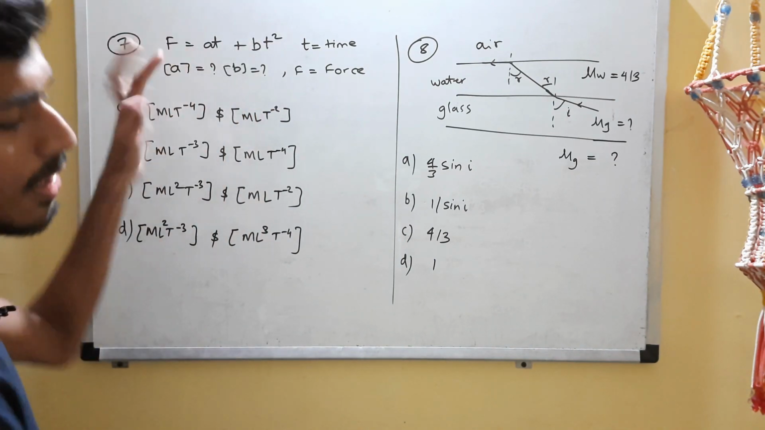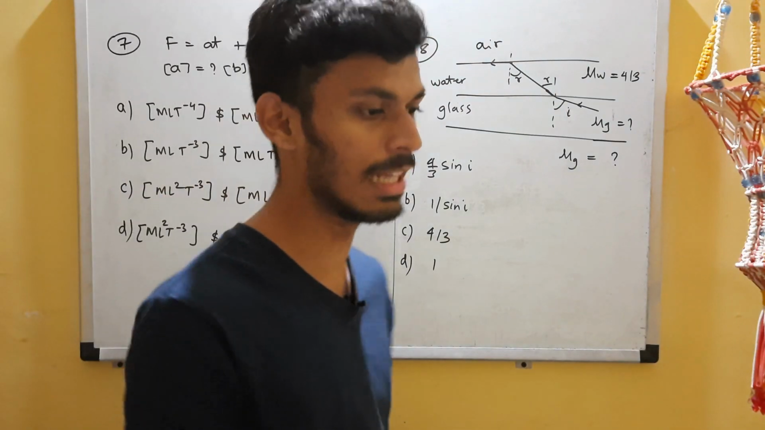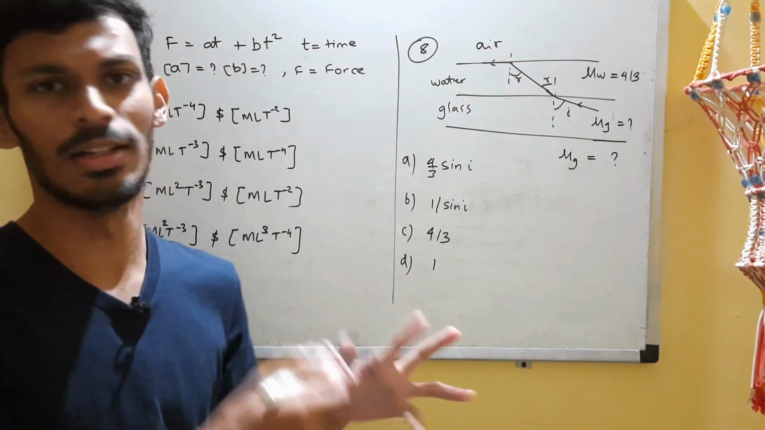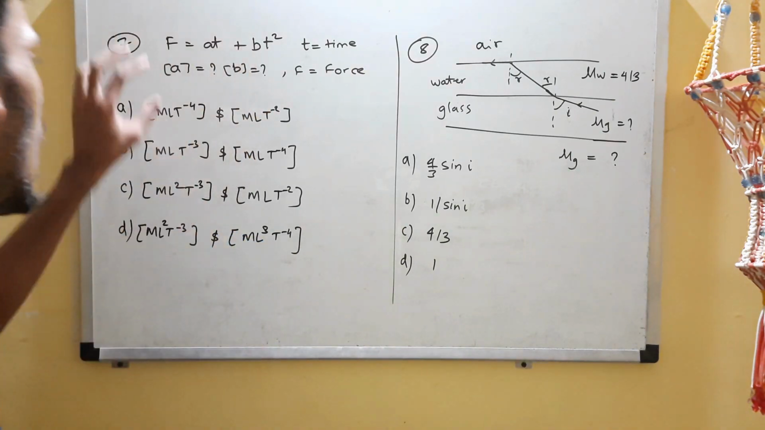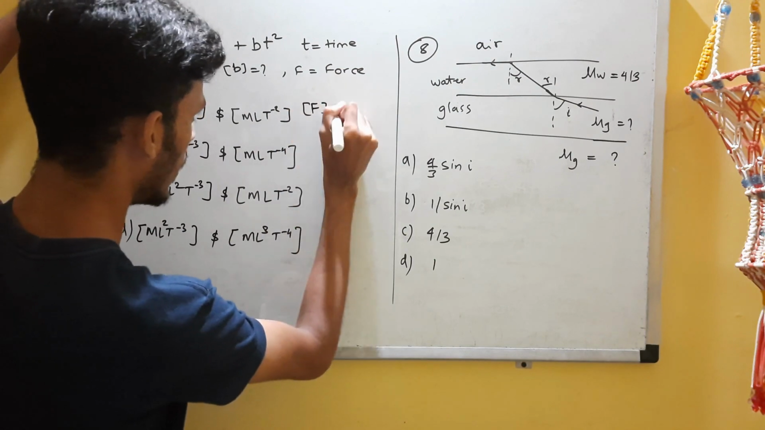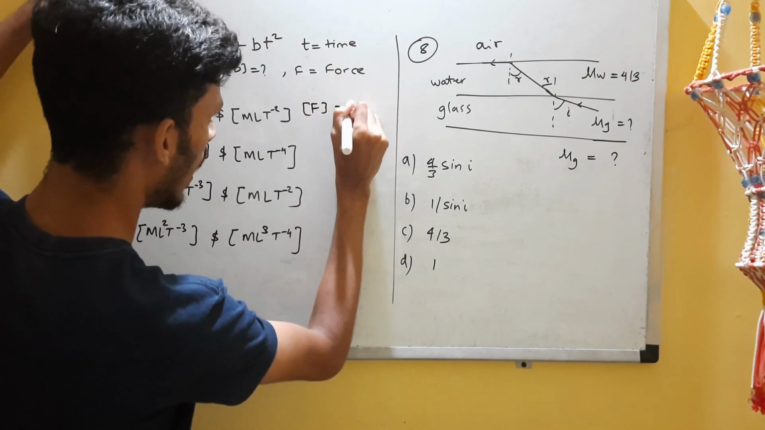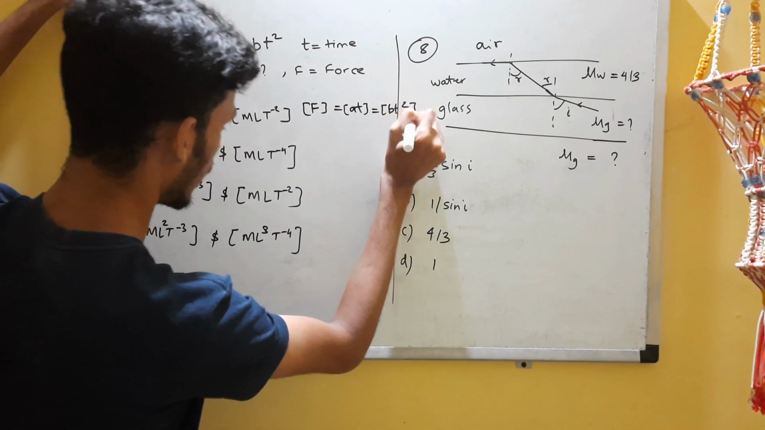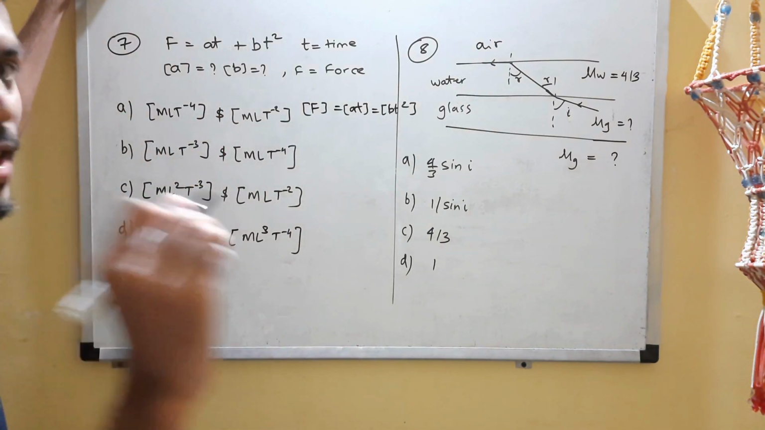Also, by the principle of homogeneity, anything which is separated by an equal to sign, plus sign, minus sign, or any inequation of any type will have the same dimension. So basically F will have the same dimensions as AT, which will have the same dimensions as BT square. So all three of them will have the same dimensions.